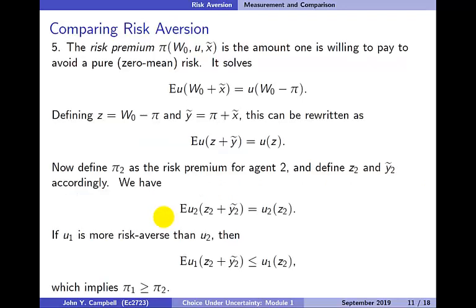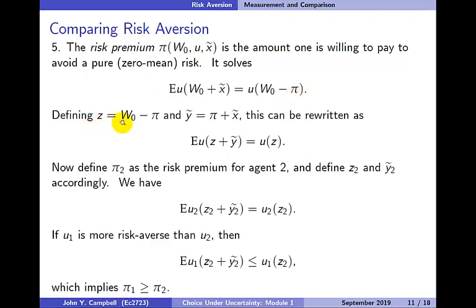Now we can also come at this a different way. Let's define the risk premium, pi, which is going to depend on initial wealth, the utility function, and the risk. We're going to define the risk premium as the amount a person is willing to pay to avoid a pure zero mean risk. So we're going to only consider x here with zero mean. So it's the solution then to the equation: expected utility of wealth with the risk is the known utility of wealth minus the premium that you're willing to pay to get rid of the risk.